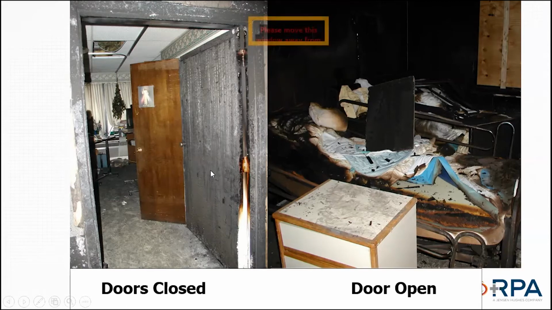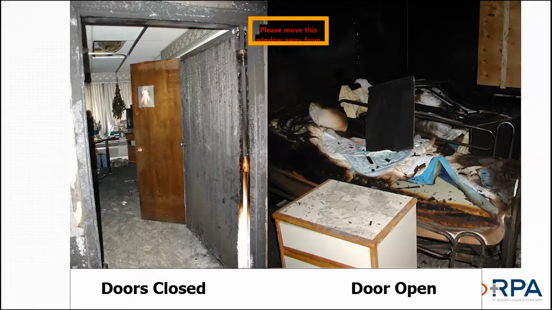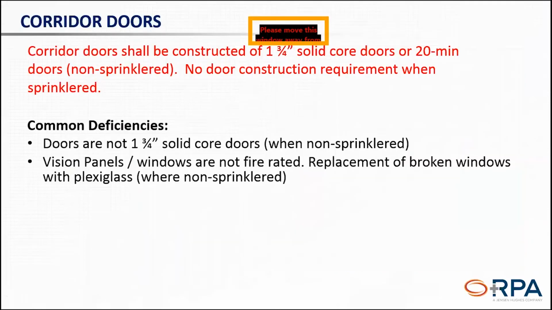So if we have any delay in that by having the door propped open or what have you, we want to make sure we're preventing that delay from happening and just accounting for that, helping the staff out. The doors have to be constructed of inch and 3/4 solid doors or 20 minutes when the smoke compartment is not fully sprinklered. There's no door construction requirement when it's sprinklered. So again, it doesn't have to be any particular type of fire rated door in a sprinklered environment. It's going to significantly stop the spread of smoke and fire from getting to the patients.